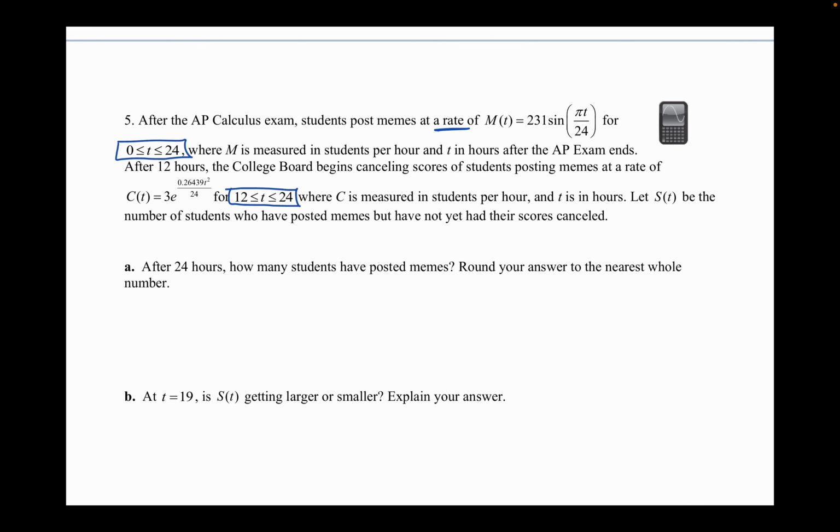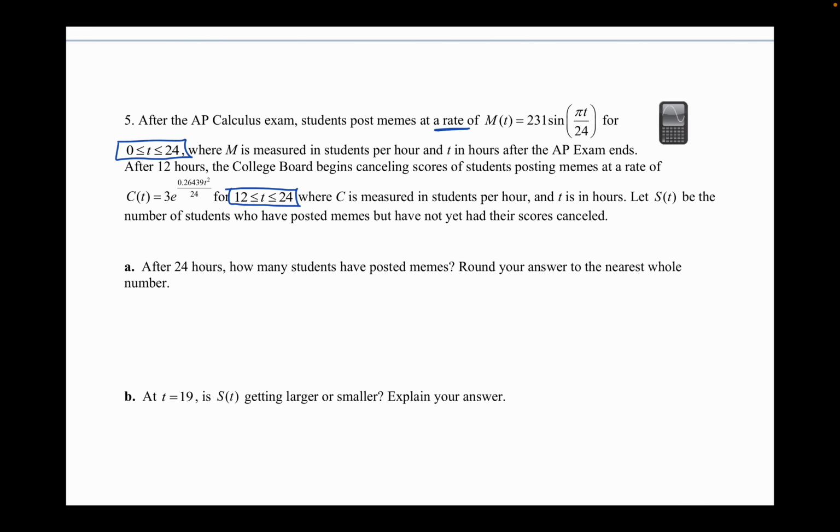It is true that if you start posting memes with information about the exam, if they figure out who you are, they can cancel your score. And then S of t is going to be the number of students who have posted memes but have not yet had their scores canceled. So M of t and C of t are both rates.